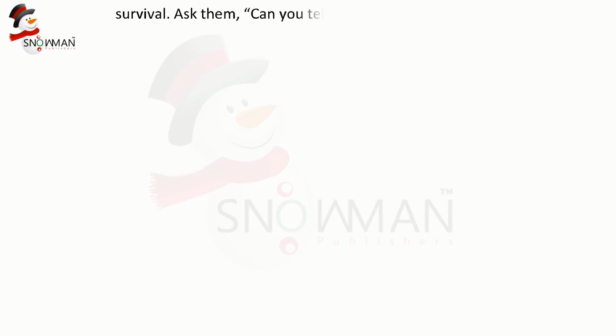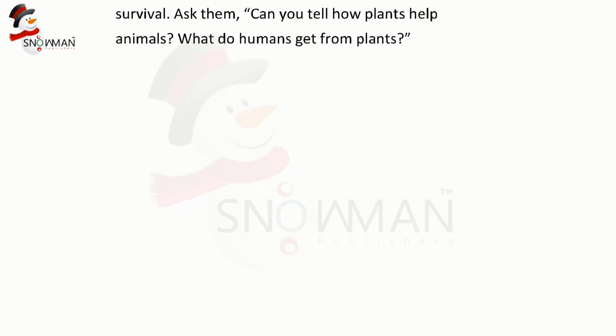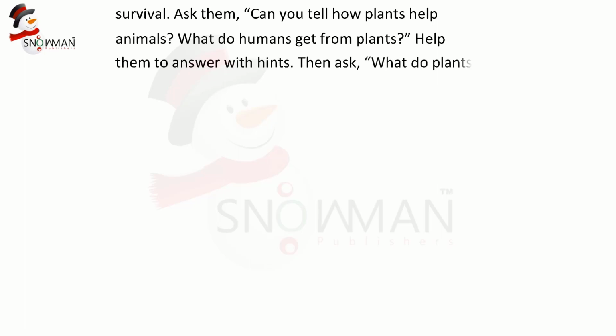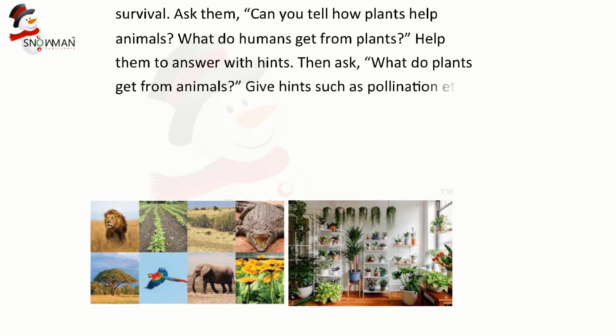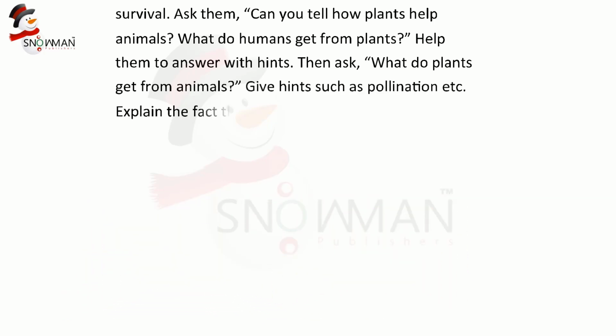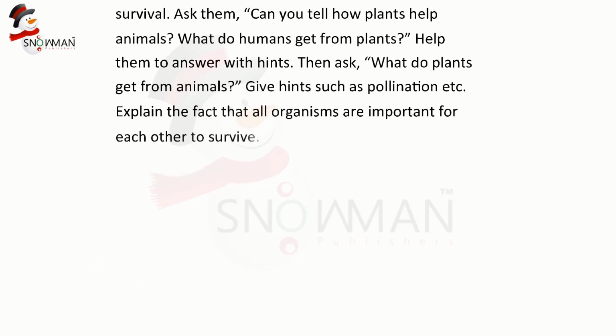Ask them, can you tell how plants help animals? What do humans get from plants? Help them to answer with hints. Then ask, what do plants get from animals? Give hints such as pollination, etc. Explain the fact that all organisms are important for each other to survive.